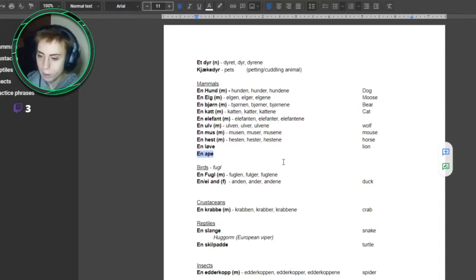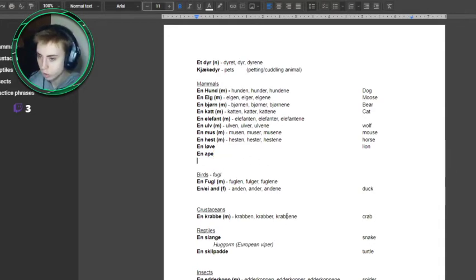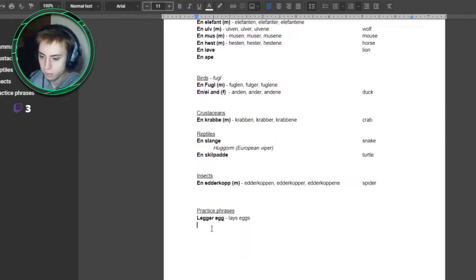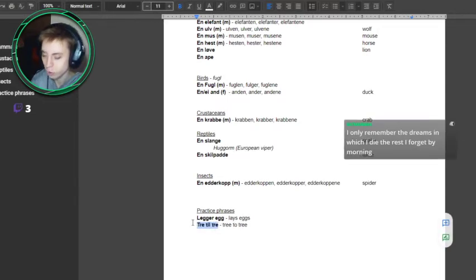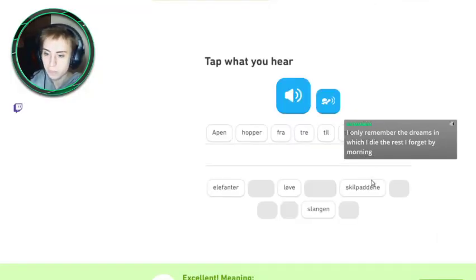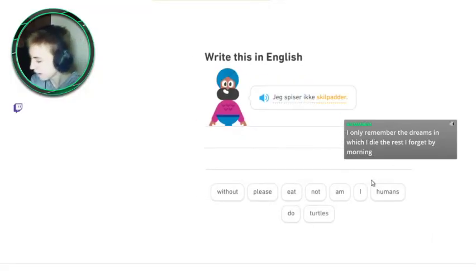And that's a cognate. I won't bother with the translation. Tre, to, tre. Ow. Just jammed my finger into my microphone. Jeg spiser ikke skilpadder.